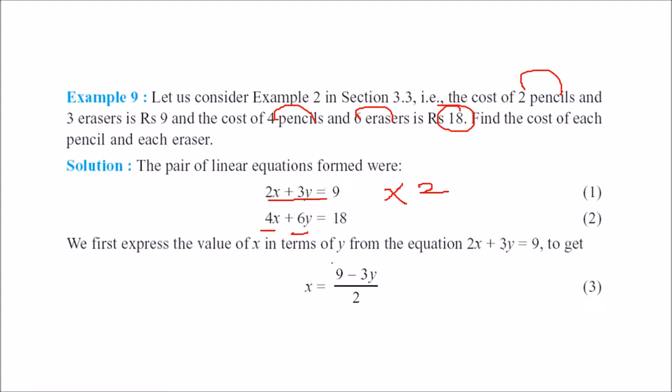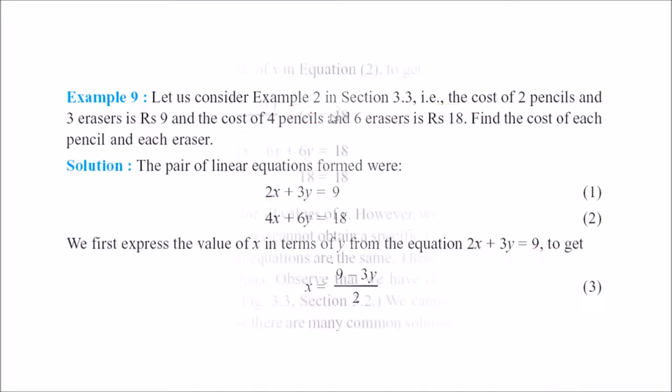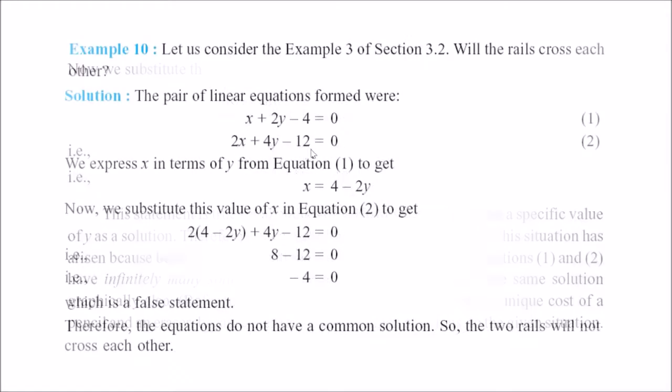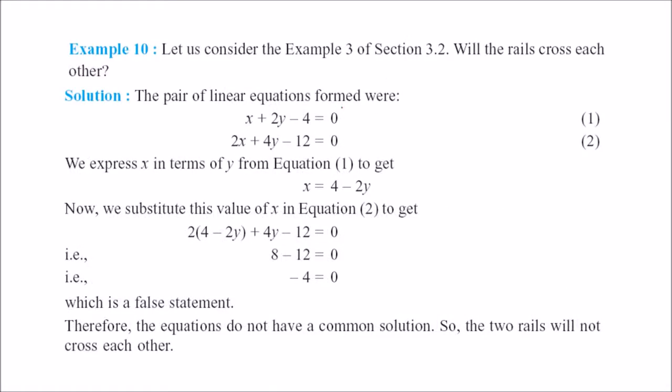So we will take this one and place it here: 9 minus 3y, divided by 2. So x is 9 minus 3y by 2. Place it here in the second equation. So you get 18 equal to 18. So this statement is true. That means it will have infinitely many solutions, because they are both the same line. So if this kind of equation comes, that is left hand side equal to right hand side, we say it has infinitely many solutions.